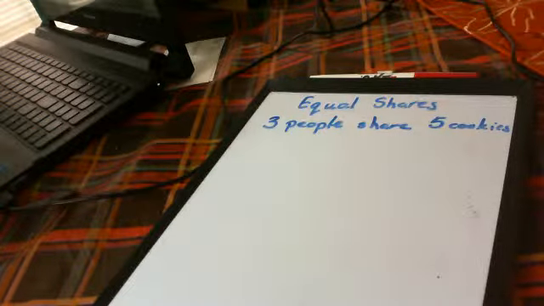So let's look at the scenario. 3 people share 5 cookies. Using my basic facts, I know that I can't just divide 5 cookies equally among the 3 people.